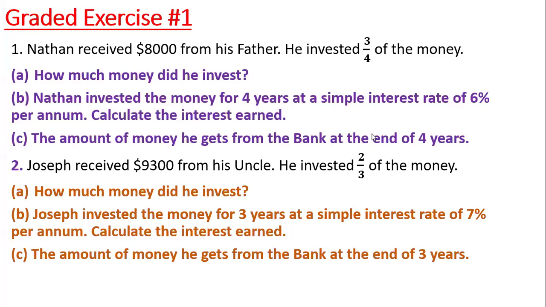Go ahead, Ariana, read question 1 for me, please. Write this down for me, please, and do this in your book. Nathan received $8,000 from his father. He invested 3 out of 4 of the money. A. How much money did he invest? B. Nathan invested the money for 4 years at a simple interest rate of 6% per annum. Calculate the interest earned. C. The amount of money he gets from the bank at the end of 4 years. All right, good. Good, excellent. Now read question 2 for me.